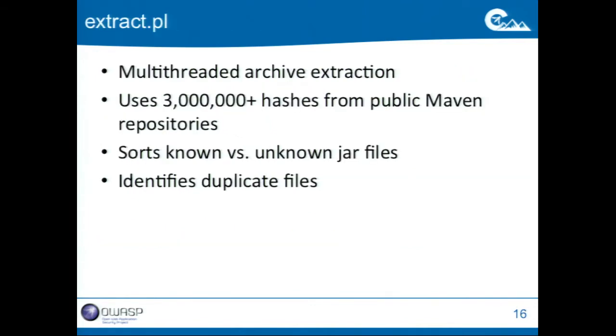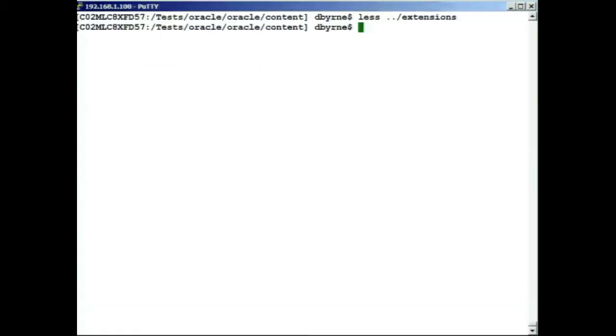There are a lot of different ways you can do that. I wrote a script that I use on projects called extract.pl. It's a Perl script that takes care of the things I mentioned. It uses multi-threaded archive extraction. I have about 3 million hashes from public Maven repositories so that I can identify known files, and then it will sort everything out into a directory structure that's more usable.